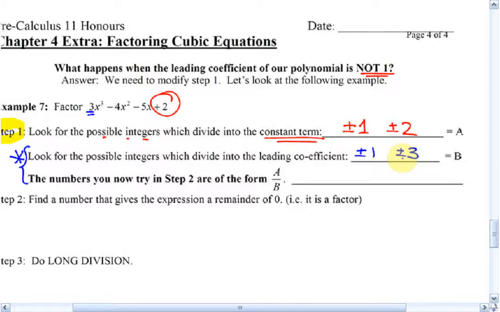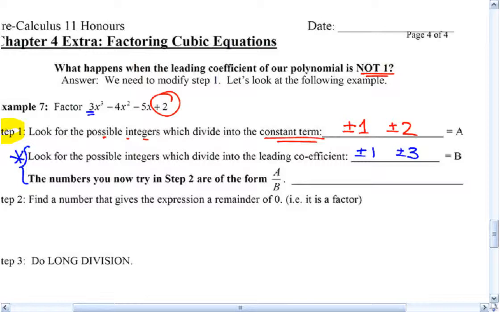Now, here's the part that is different. The numbers you have to try and test out: before it was just the values of A. But now, because you have a leading coefficient in front, it's a little bit more complicated. You now have to use all the numbers of this form, all the values of A divided by all the values of B. You're like, what? Here's what I mean. Just watch me for a sec.